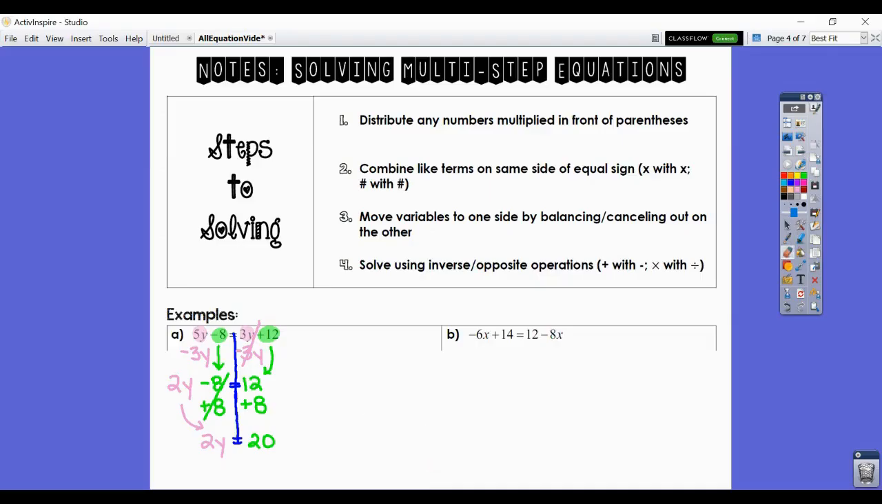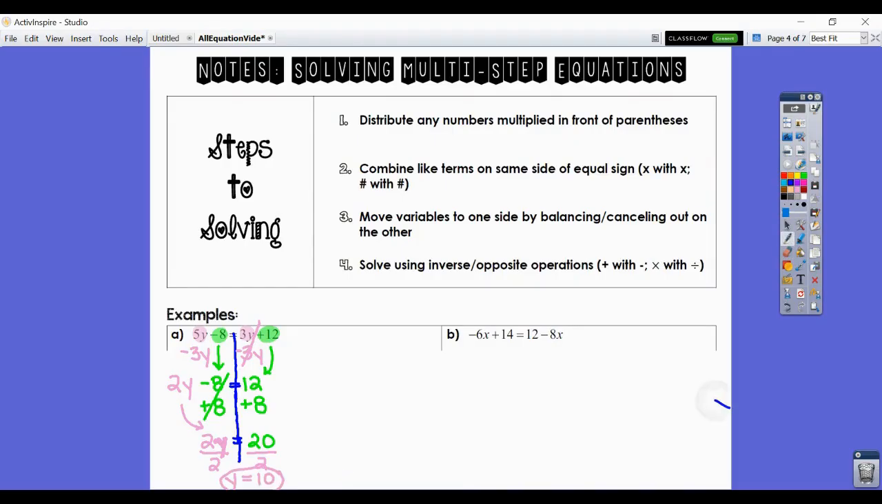Remember, when you have a 2y, it's really 2 times y. There is multiplication between the two, it's just not written. So the opposite of multiplication is my division. I will divide each side by 2 because what I do to one side, I have to do the other. 2 divided by 2 is 1y left, and 20 divided by 2 is 10 left. That will be my final answer for this variable of y here.